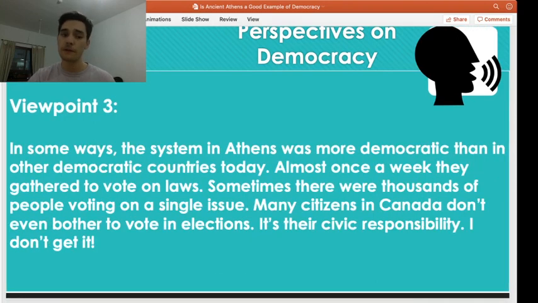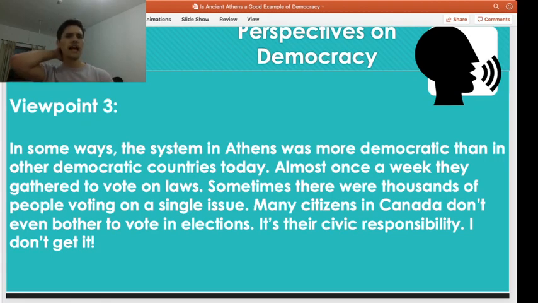There, viewpoint 3. All right? In some ways, the system in Athens was more democratic than in other democratic societies today, or countries today. Almost once a week, they gathered to vote on laws. Sometimes there were thousands of people voting on a single issue. Many citizens in Canada don't even bother to vote in elections. It's their civic responsibility. I don't get it.